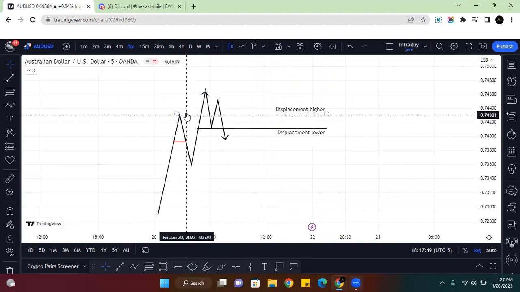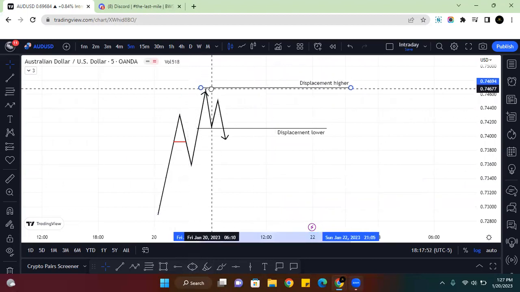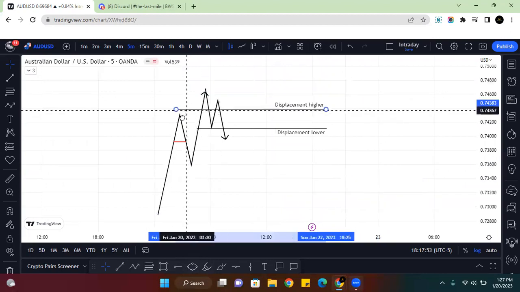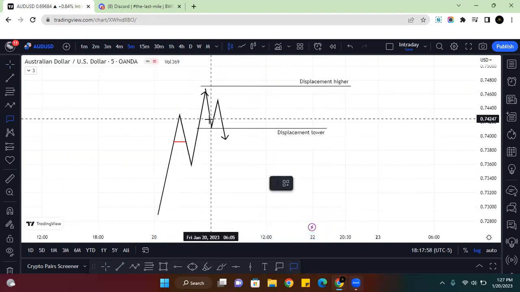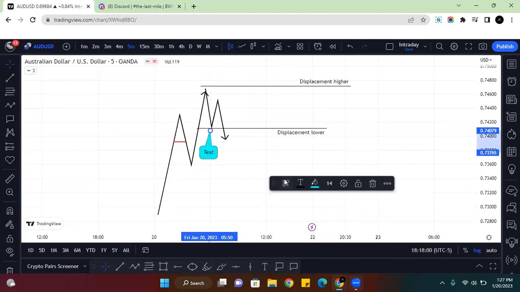So once you have those confirmations, right? Like I said, you can put it here or you can put it here, right? The displacement higher, it doesn't really matter. Once you have those, right? This is your confirmation that they are going short.